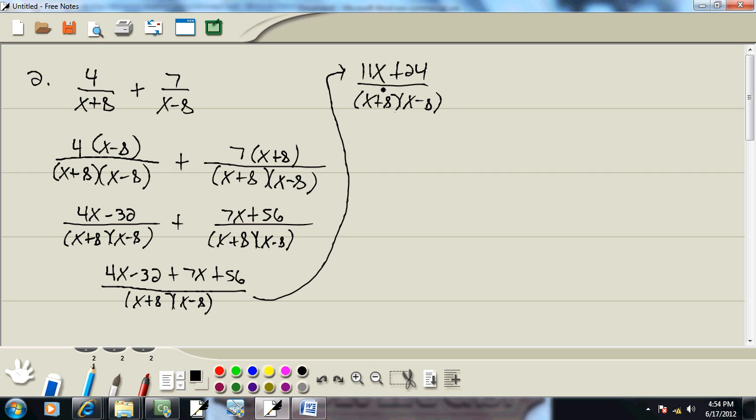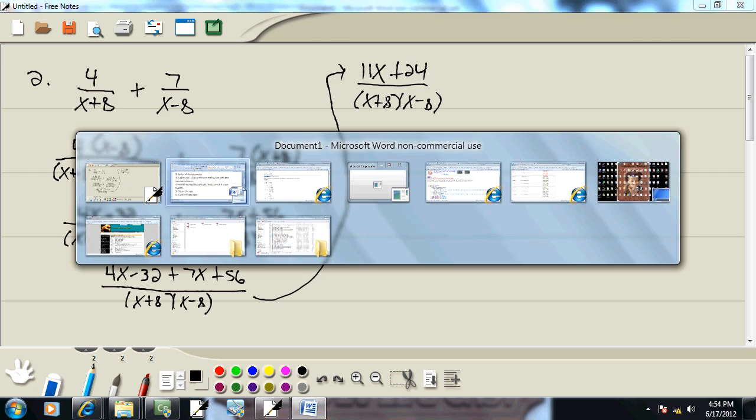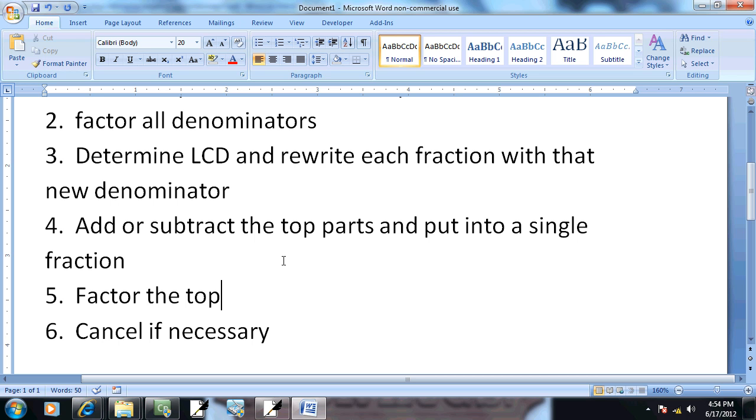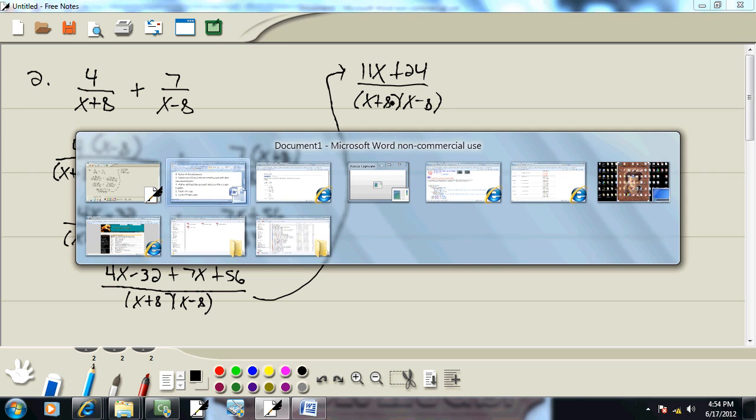And then it says factor the top. Well, we can't factor that. The hopes are that we can factor the top and it'll cancel with something on the bottom. That's why you don't want to immediately multiply those together. And then cancel if necessary. Well, there's nothing to cancel.